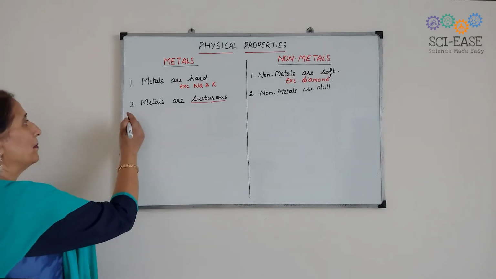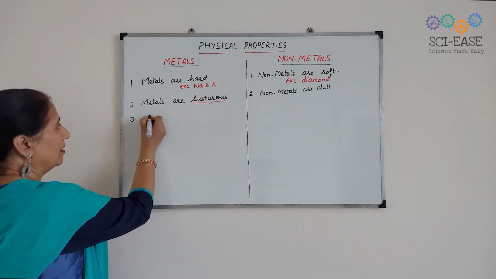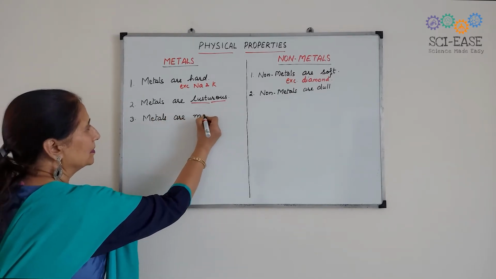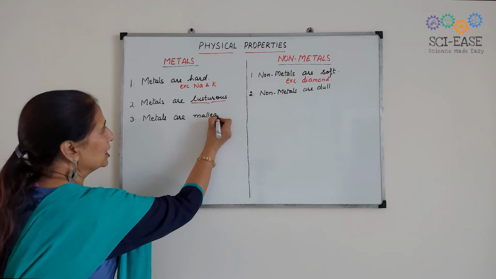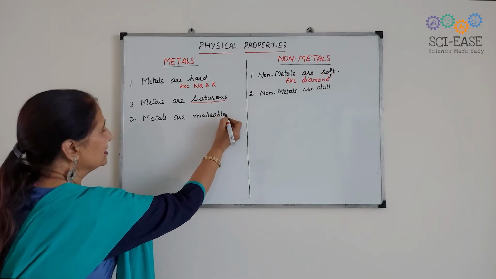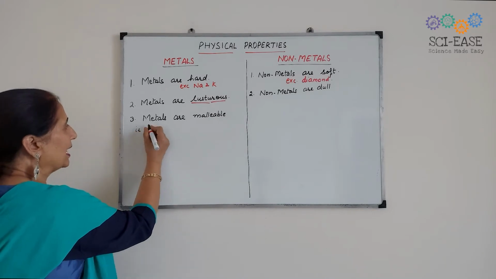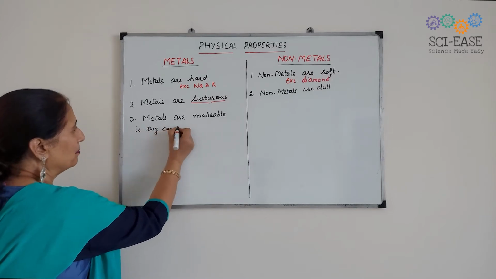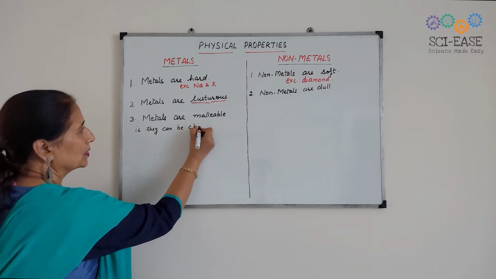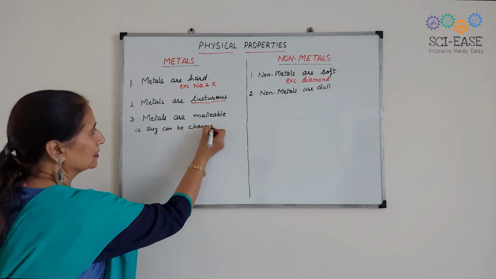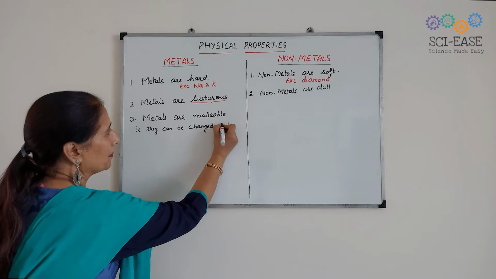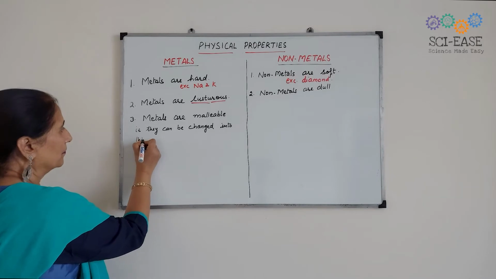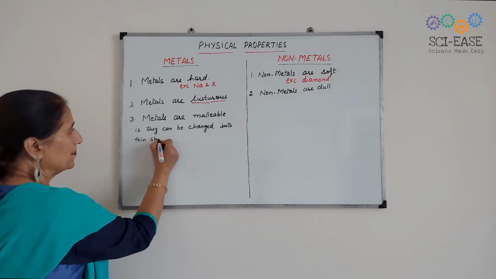Third property, metals are malleable. You must know the definition of malleability, that is, metals can be changed into thin sheets when hammered. Okay?